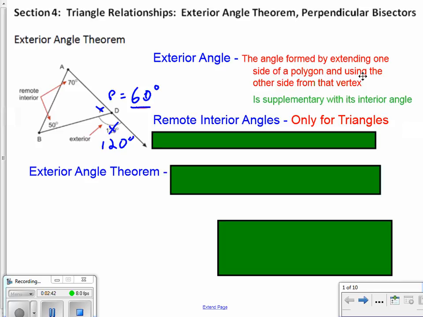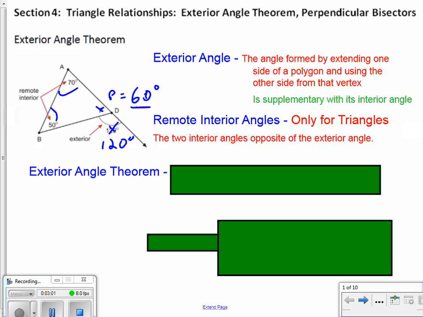Let's talk about remote interior angles, and that would be these two pieces right here, the remote interior angles. These only go for triangles. So if you have, again, pentagon, hexagon, quadrilateral, anything else, you would not call them remote interior angles. Only with triangles, it's the two interior angles that are opposite of the exterior angle. So our exterior angle right here goes along with this guy. So we'd call this one and this one our remote interior angles, the ones that are opposite of that exterior angle.